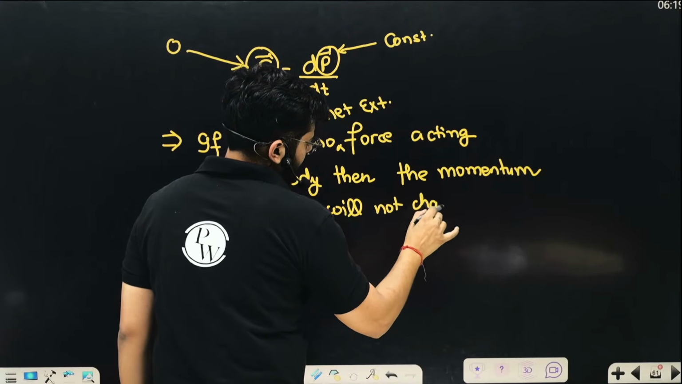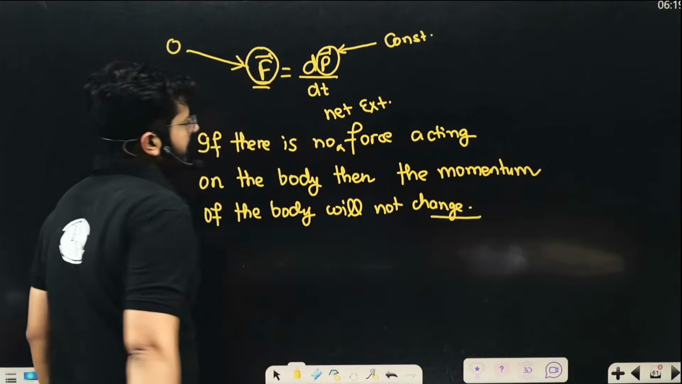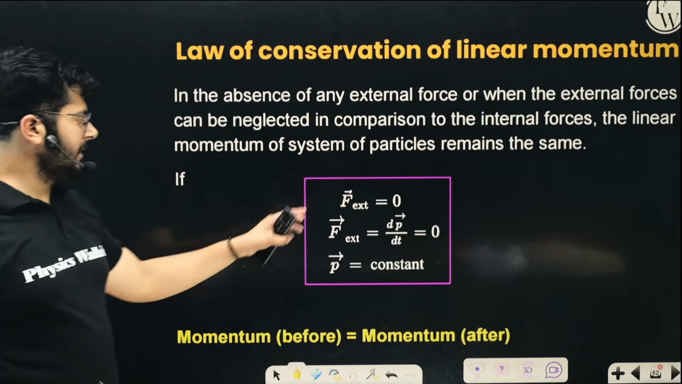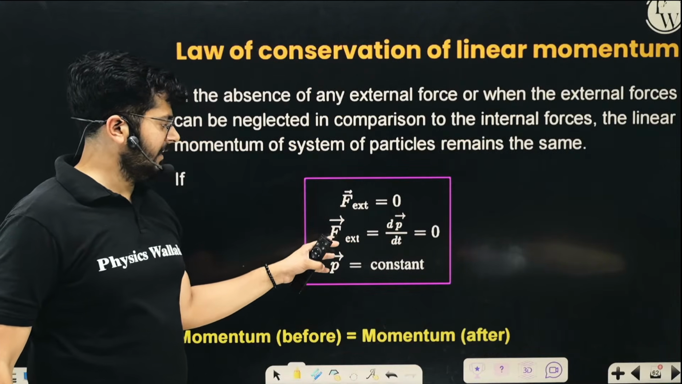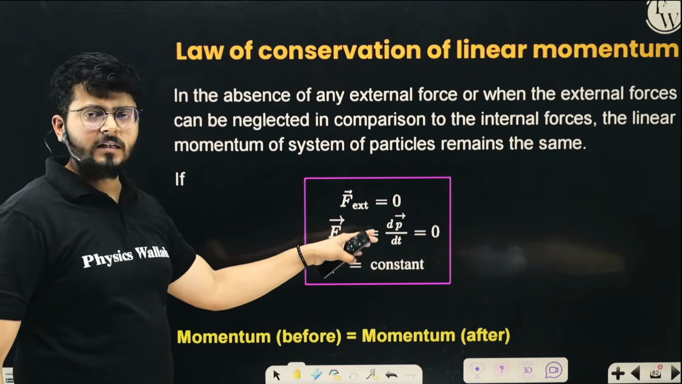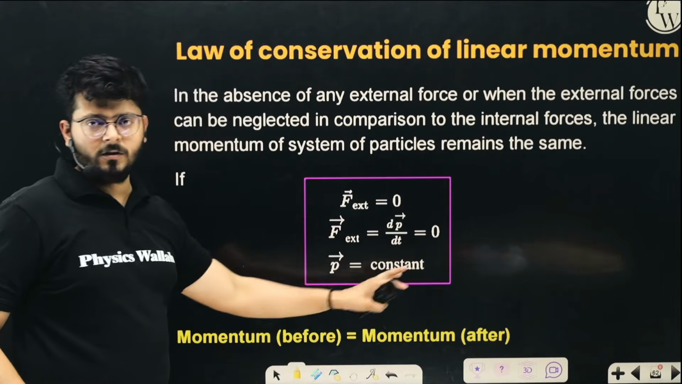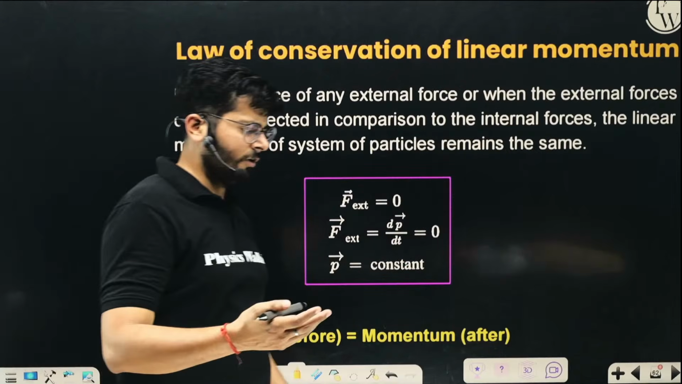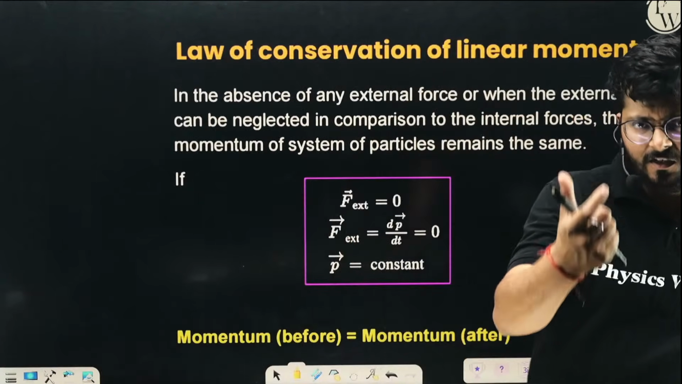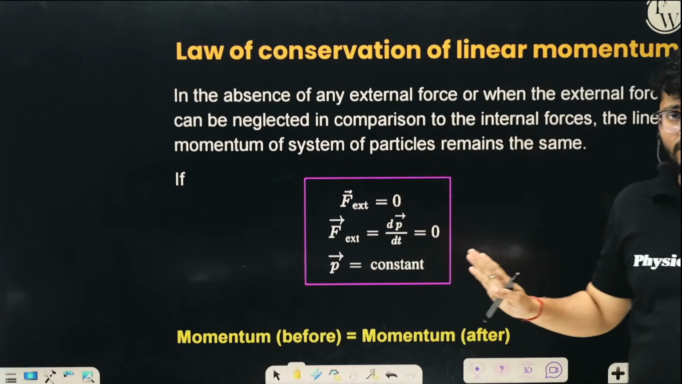I hope the idea is very, very clear. Let's move on and talk about the next part. So the net external force is 0. That means there will be no change in the momentum, right? Or the momentum of the body will remain constant. So this is the law of conservation of momentum. Momentum stays conserved, constant, when there is no net external force, right?